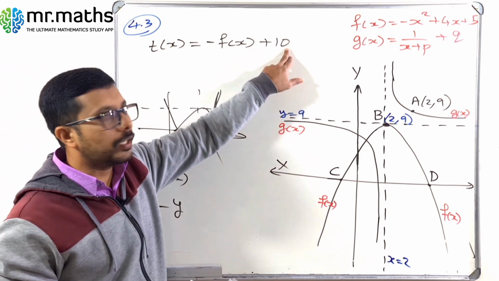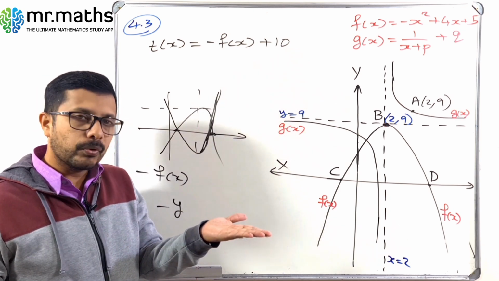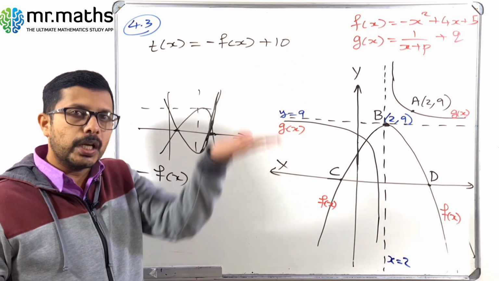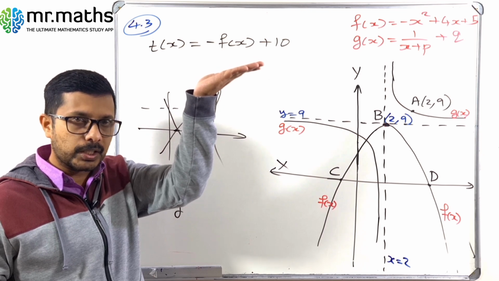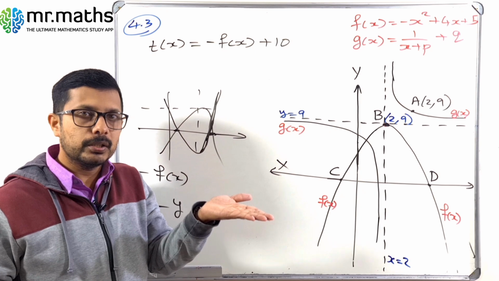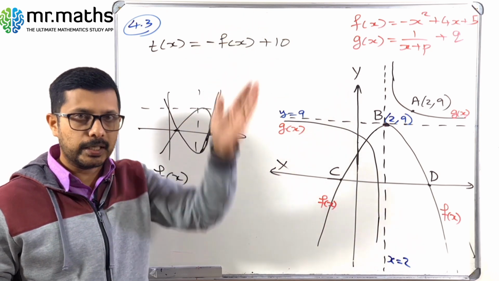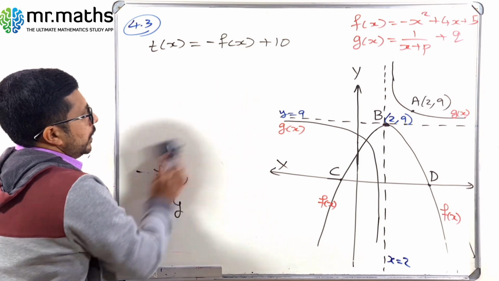Then plus 10. What is the meaning of the plus 10? That means that the f of x graph is shifted 10 units in the upward direction. You understand? Plus 10 means that the f of x graph is shifted 10 units upward. Now here you have to understand one thing.